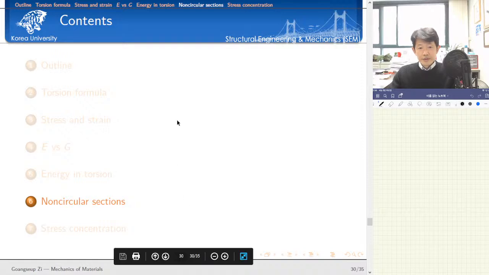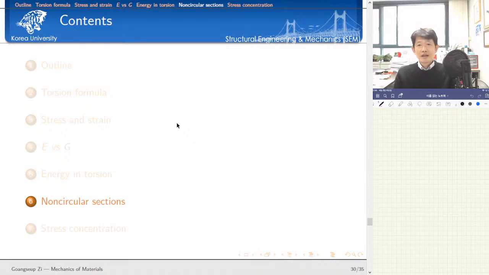Alright, so next issue is non-circular sections. Do you remember? I emphasized several times that the discussion we are making is only for circular sections. If you consider torsion problems for arbitrary cross sections, we have some problems called warping. Because of that problem, it is very difficult to apply the torsional equations, the torsional formula, and the way of calculating stress directly to arbitrary cross sections. Now let's talk about the issues found in non-circular sections subjected to the torsional moment.